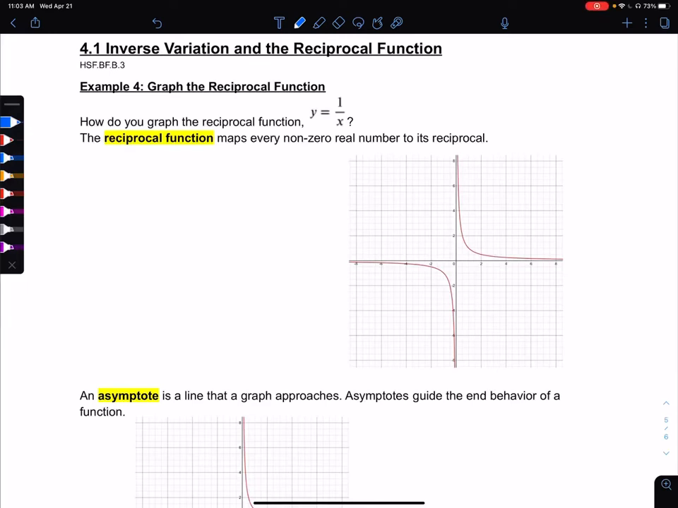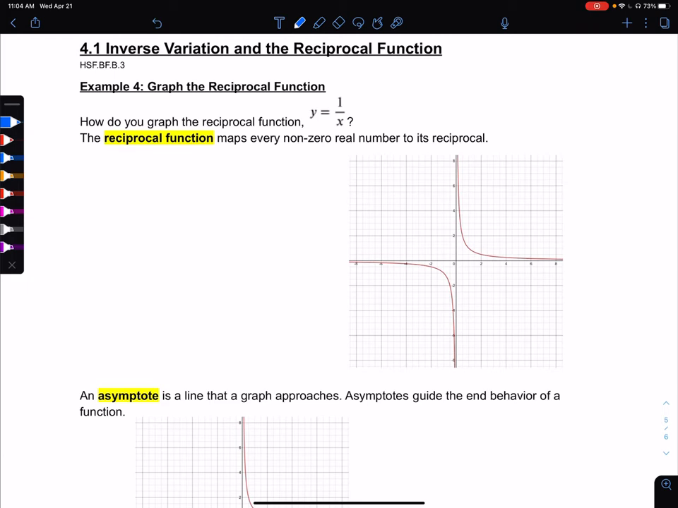In this video, we're going to look at example 4, graph the reciprocal function. So how do you graph the reciprocal function y equals 1 over x? What we're going to say here is that the reciprocal function maps every non-zero real number to its reciprocal. And one of the first things we want to look at is in terms of domain and range.